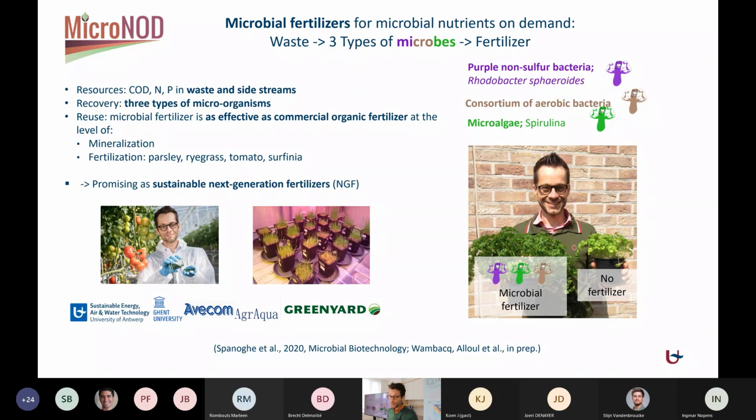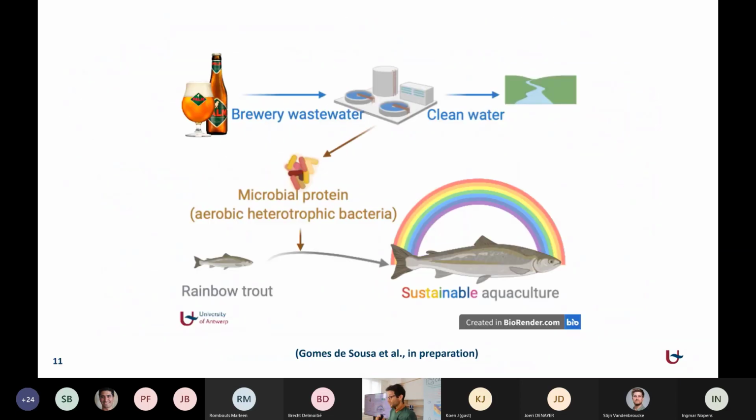And in the Micronaut project, we did this together with Ghent University and Avecom, and we wanted to see how well we can use microbial fertilizers to replace common organic fertilizers. And we had very good mineralization and fertilization results for 4 crops: parsley, ryegrass, tomato, and Sophinia, covering a lot of the horticultural and agricultural sectors of interest already. Now, this was fertilizer. Then we go to feed.